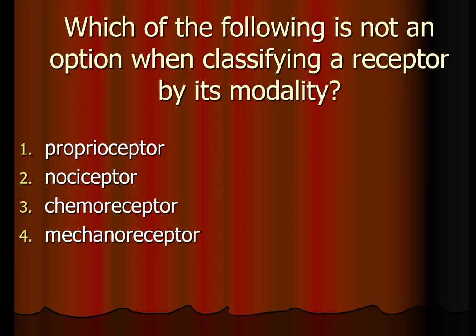Number one, proprioceptor. Nociceptor was pain, the chemoreceptor was pH, mechanoreceptor is some sort of mechanical stimuli. Proprioceptor was basically telling you it's in a joint. It's not so much a modality.